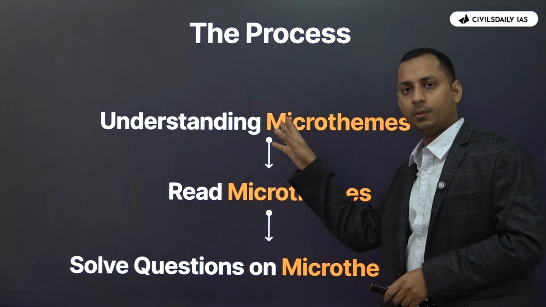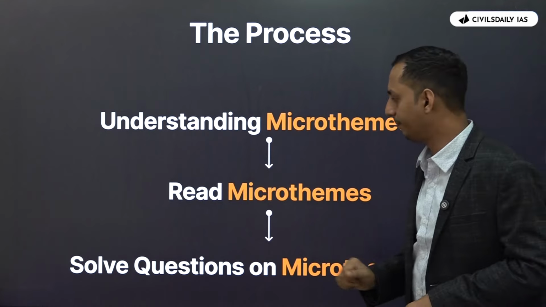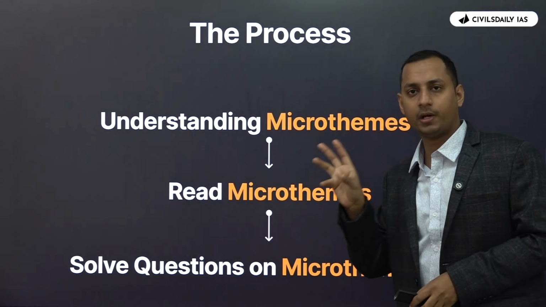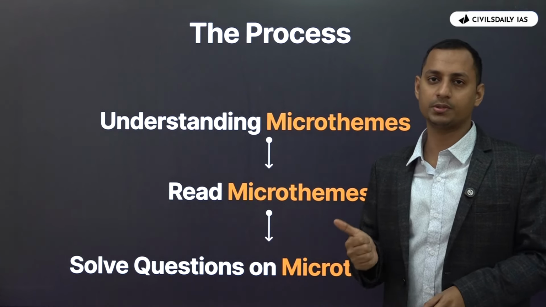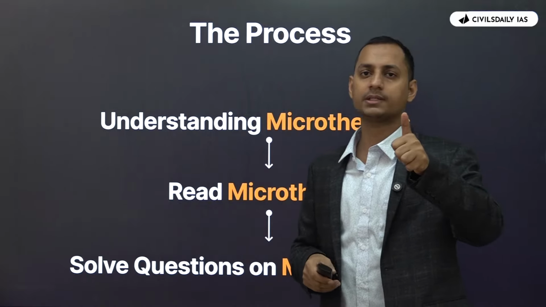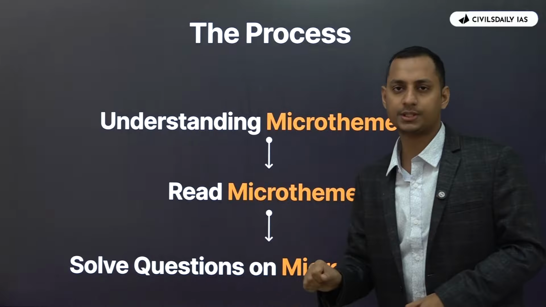Second process is, after you understand the micro themes, then you read the particular portion of Lakshmikanth, the book, regarding the same. And if it's a significant micro theme, then what do you need to do? You need to solve n number of questions regarding the same. So this is how the process works. Firstly, understand the micro themes, then read the significant part from Lakshmikanth, and after that, you have to solve the questions with respect to that particular micro theme.